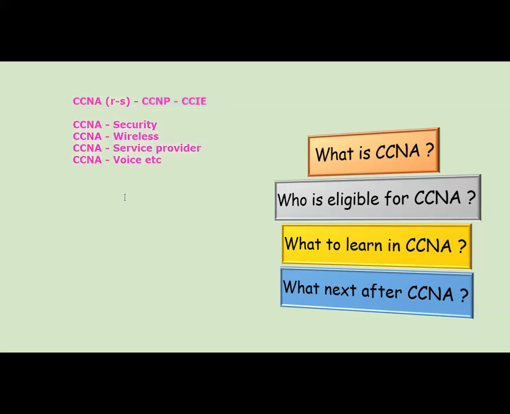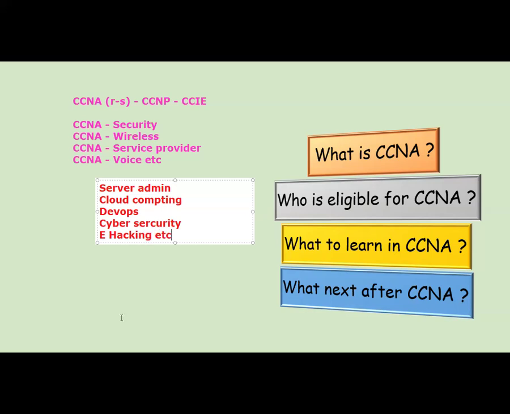Now, besides this, what else can you do after completing CCNA? Listen, my friend. Besides this, you can go with server administration, cloud computing, DevOps, cyber security, ethical hacking, etc. What else do you need, my friend? What are the other things you know? What are the latest technologies you know?